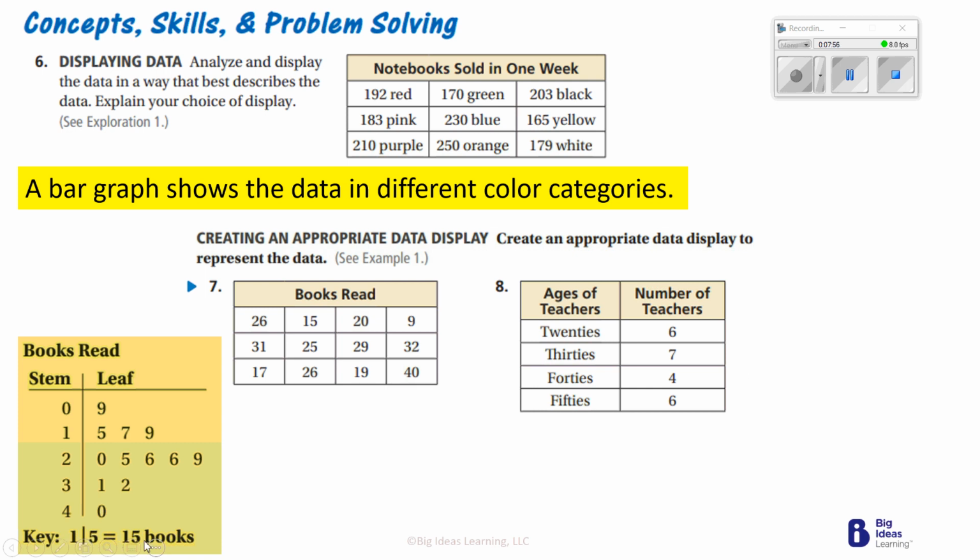1 | 5 is 15 books. Sorry, number 7 says, create an appropriate data display to represent the data. We created it. So we're talking about 15 books, right? So let's go ahead and move on to number 9.